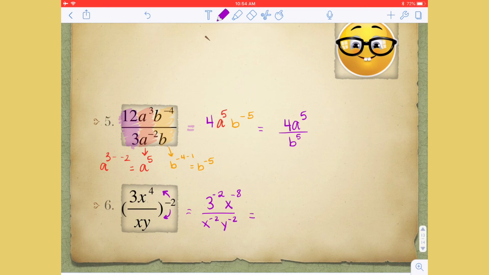And it appears that everything has an exponent, so everything is going to move. So I'm going to have x squared y squared on top, and I'm going to have 3 squared x to the 8th on the bottom.